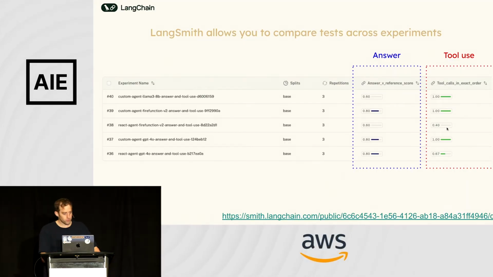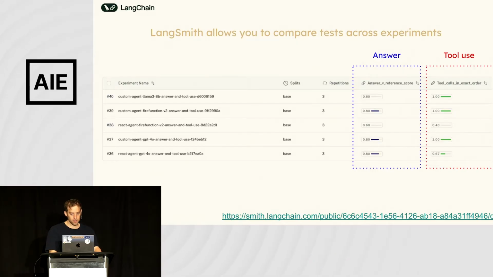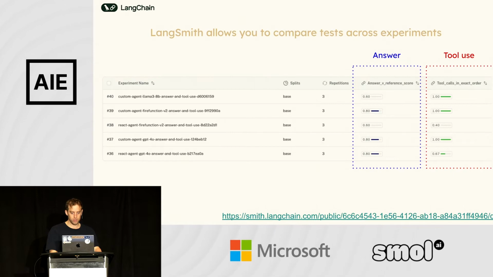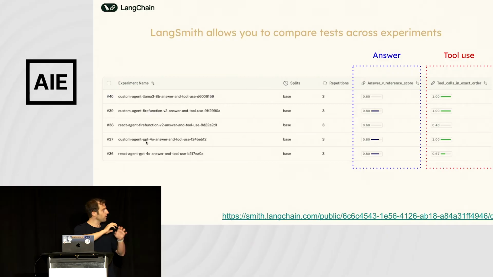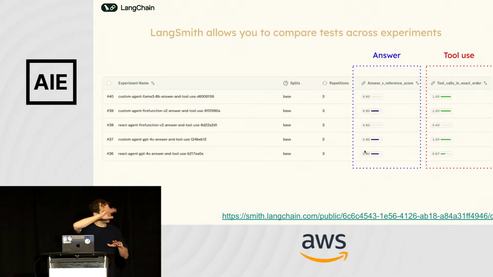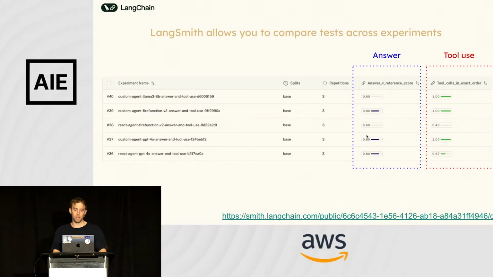Now here's where it gets interesting. Fire Function v2, again Llama 70B, this time with a React agent. What you can see here is the answer quality is degraded, but here's the interesting thing: the tool calling trajectories are really bad. And this again gets back to that problem with React agents. They're open-ended. They can choose arbitrary sequences of tool calls, and you can deviate really quickly from your expected trajectory. So that's the key intuition here.